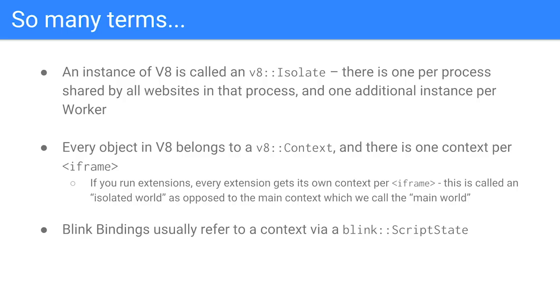Specifically, if you run extensions that inject content scripts and you have several iframes, then every extension for every iframe gets its own context. So you can easily have 100 contexts per website. Within the Blink bindings, working with all of that is simplified by encapsulating it all in a script state.